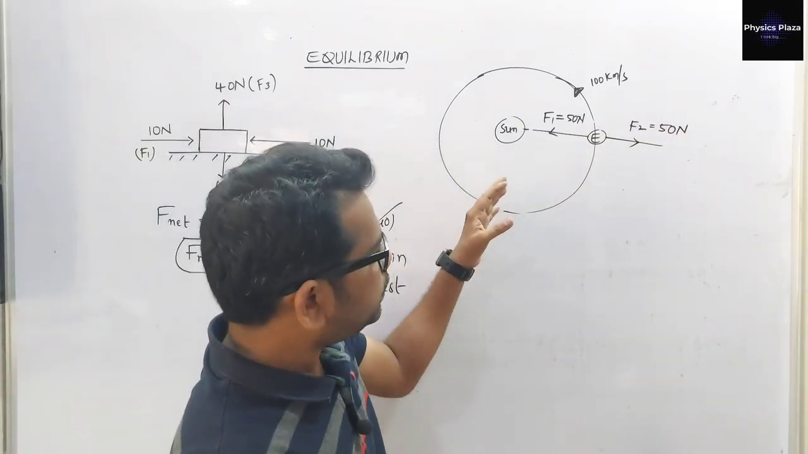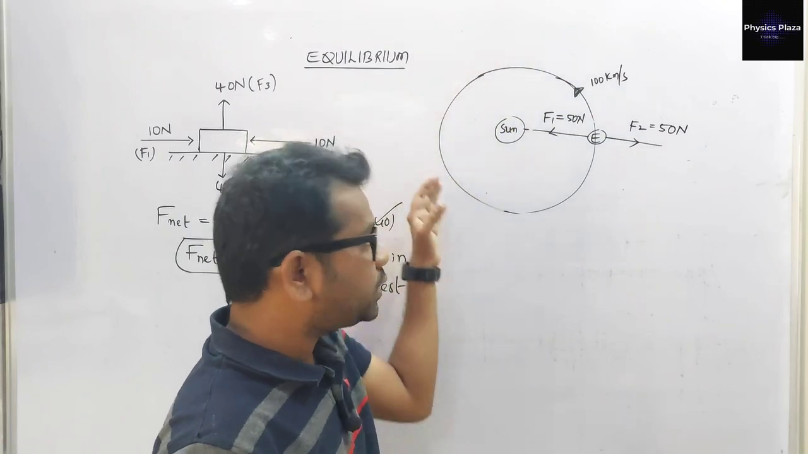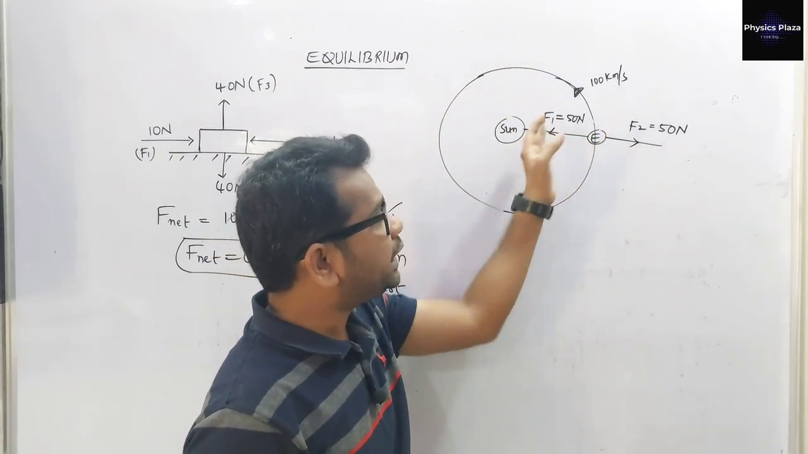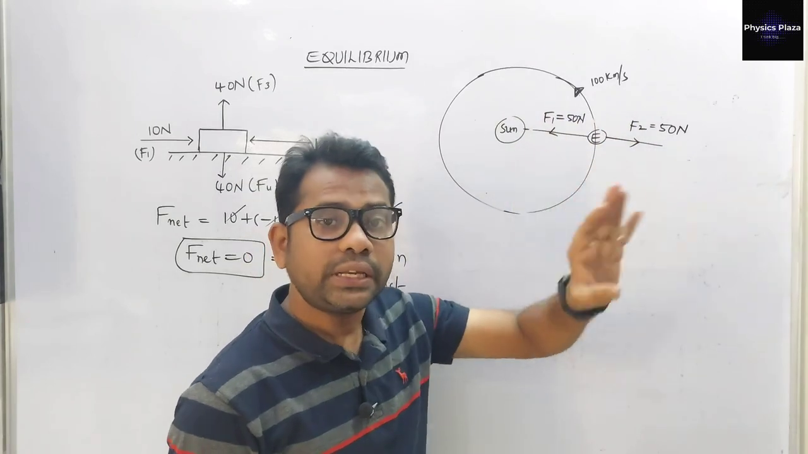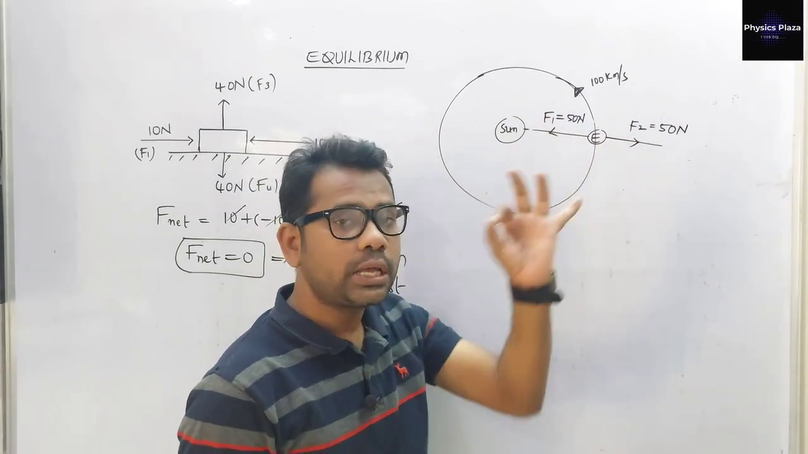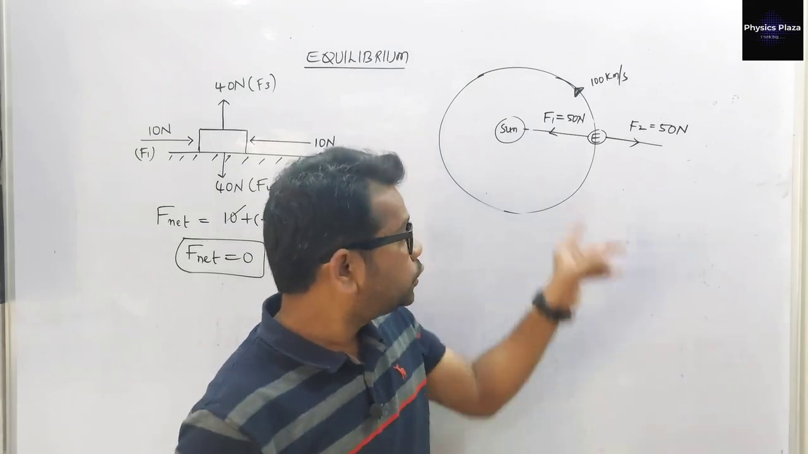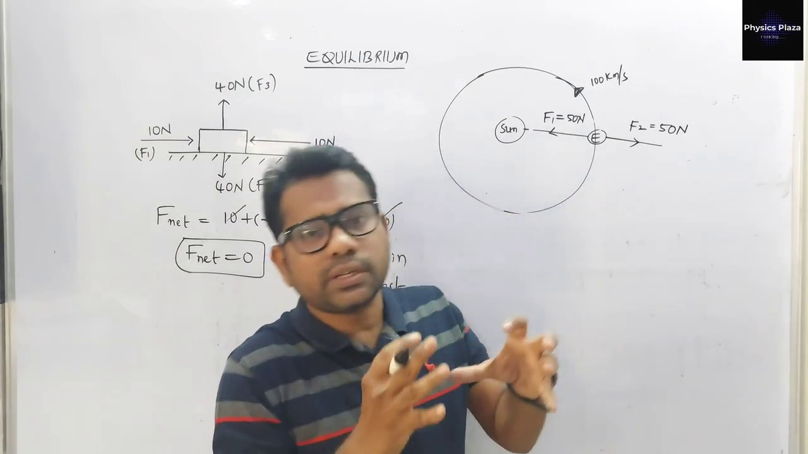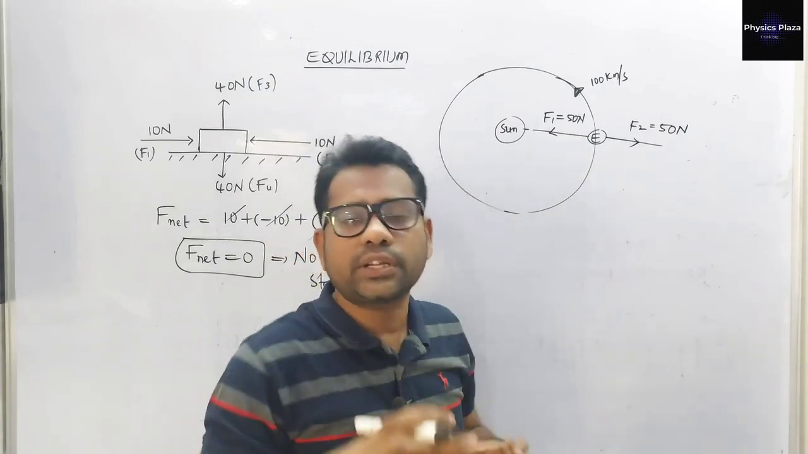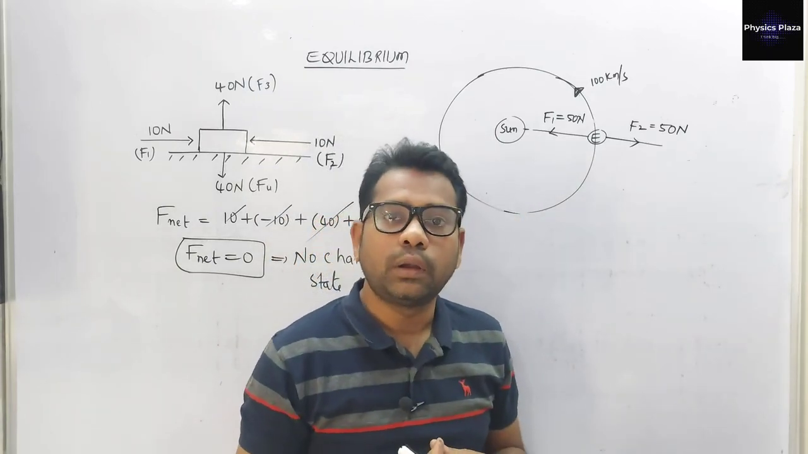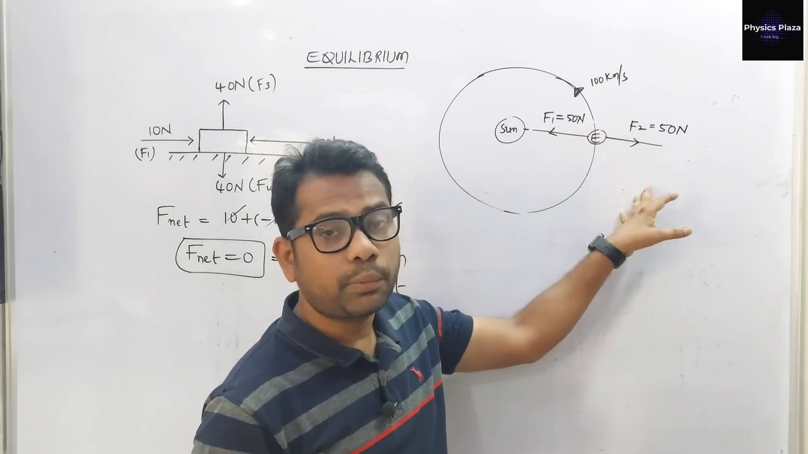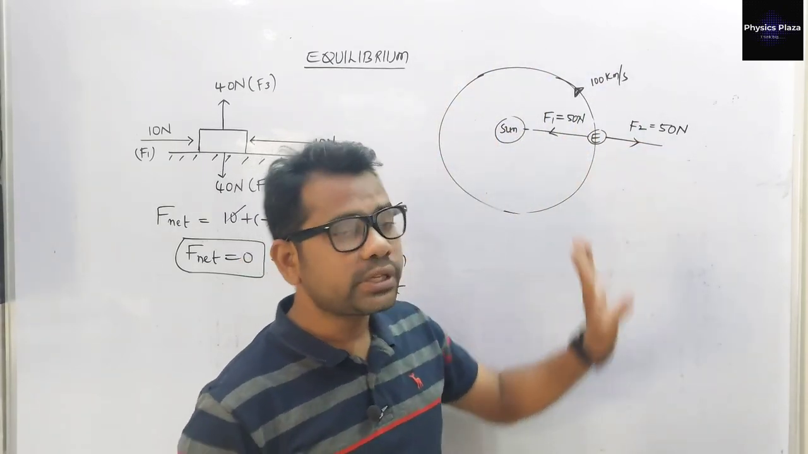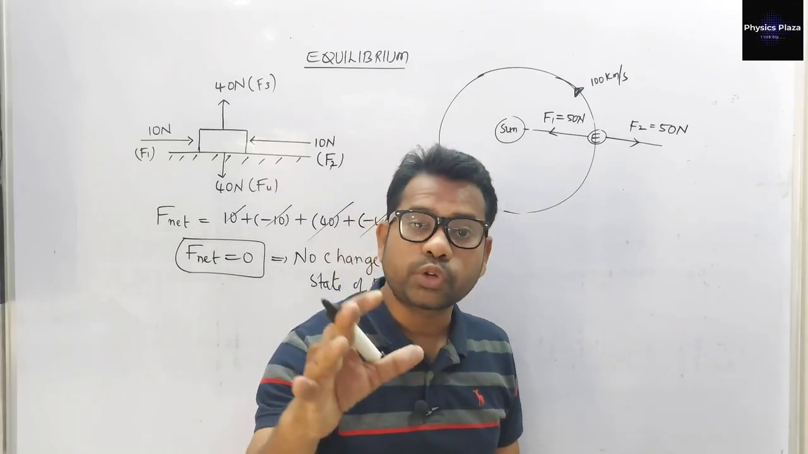Now, the Earth is revolving around the sun. At the same time, these two forces are acting, but they are equal and opposite. Then what is the net force acting on this Earth, children? Zero. Though these two forces are acting, will there be some disturbance in the motion of Earth? No, not at all. Several forces acting on a body do not change its state of motion. Here also the net force is zero.